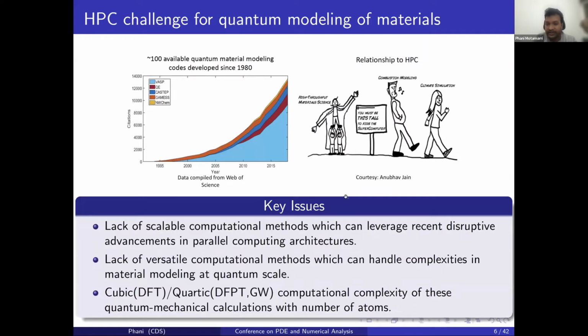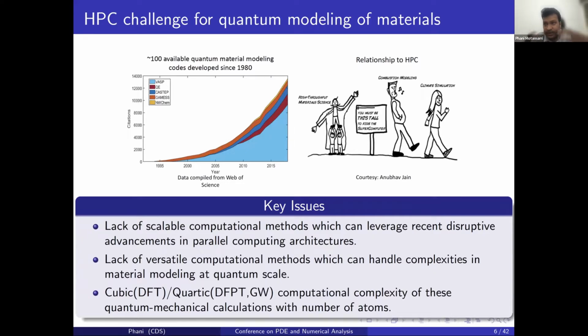The key issue for this is, of course, the lack of scalable computational methods which can leverage these architectures. Second, not just computational methods, but also the versatile basis sets which we want to employ in these calculations, so that you can handle complexities in material modeling at the quantum scale. And further, another challenge in quantum modeling of materials is cubic scaling. These methods scale cubically with the number of atoms, which means the computational cost grows cubically with the number of atoms. And in some cases, depending upon the method you use, it can also be quartic scaling with the number of atoms.